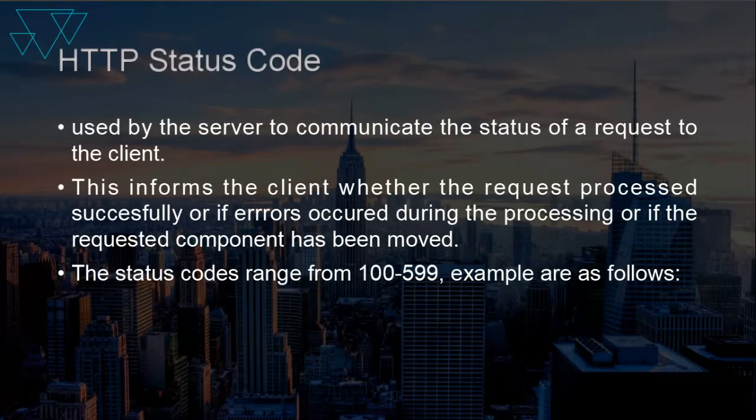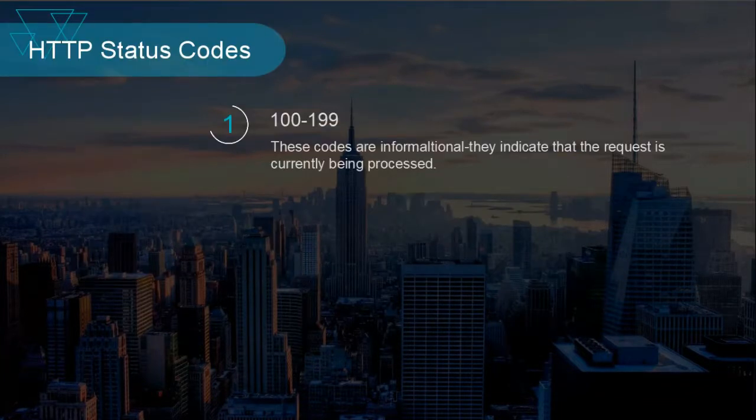Then the HTTP status code is used by the server to communicate the status of the request to the client. So, the server uses these status codes to inform the client whether the request was processed successfully, and the code also indicates what error occurred.